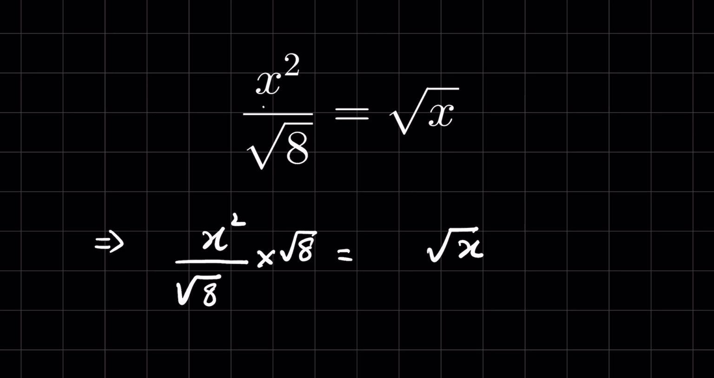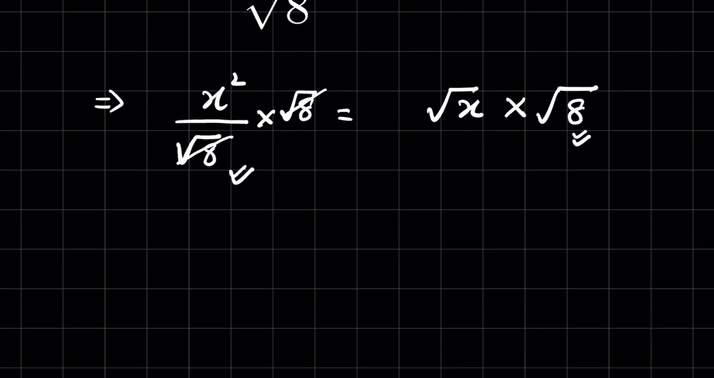We multiplied square root of 8 to the left hand side to remove this square root of 8 from the denominator, and to balance the equation we do the same thing on the right hand side also. This is called reciprocal action. Square root of 8 was in division, that's why we multiplied it with square root of 8, and in the right hand side we multiplied it with square root of 8 to balance the equation.